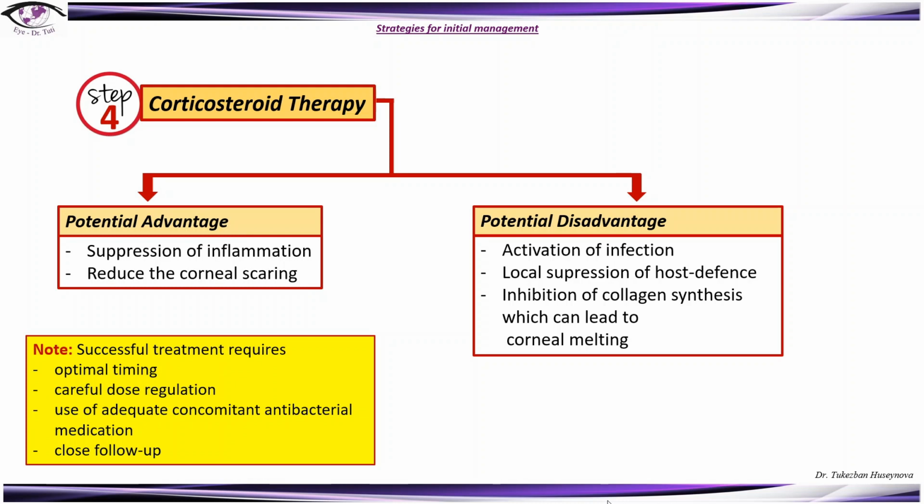Successful treatment requires optimal timing, careful dose regulation, and use of adequate concomitant antibacterial medication, which means that once you start your corticosteroid therapy, please still continue your antibiotic therapy. You can reduce the dosage, for example using antibiotics 2 or 3 times a day, but never stop antibiotics once you start corticosteroid therapy. The modification of your therapy that leads you to start corticosteroids is very important, so you have to really have some positive factors for it, and close follow-up, of course, in order to see the dynamics of the disease.